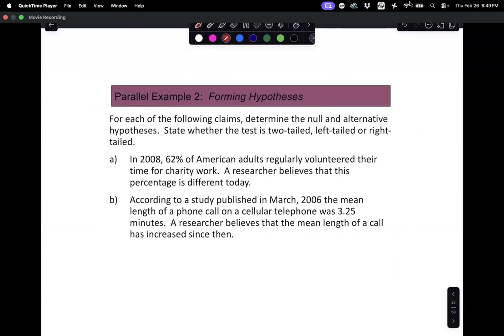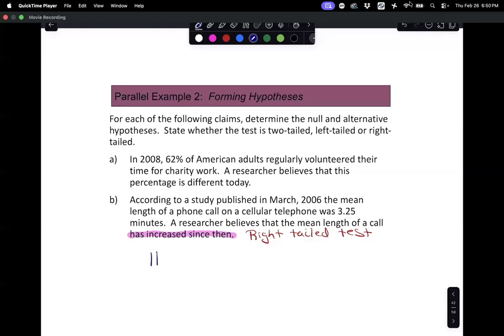According to a study published in March 2006, the mean length of a phone call on a cell phone was 3.25 minutes. A researcher believes the call length has increased. It says increased. This is a right-tailed test. Because it has increased.